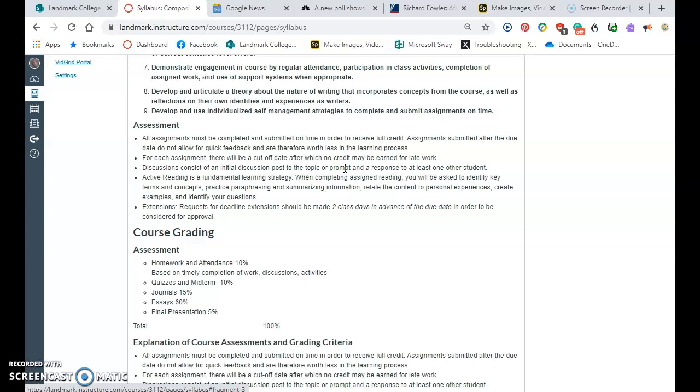Journals are also weekly, not every single week, but probably 8 out of 10 weeks I'll ask you to write a journal assignment. And then the biggest grade in this course, of course, is based on the essays. There are 4 essays that make up 60% of your grade, so 15% each. There's also a final presentation of your theory of writing, which is based on that last paper, and that's 5%.